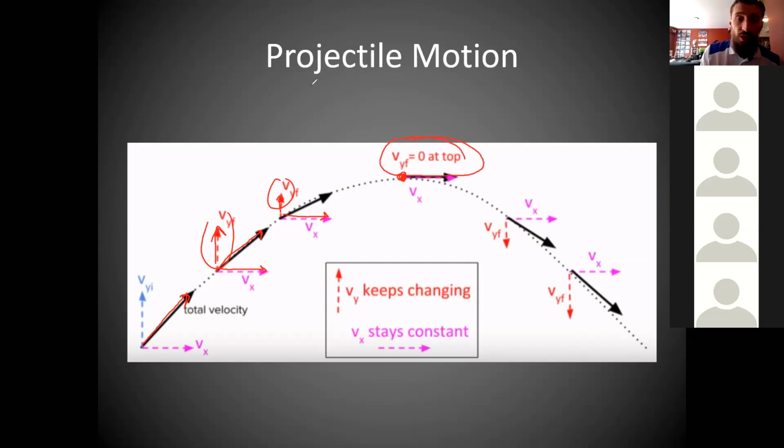Is the overall velocity at this point zero? Yes or no? Is the overall velocity at the highest point in projectile motion zero? No. Why? Because x is still going. It's still moving in the x direction. Very good. It's always moving in the x direction. Okay? Then, if you notice this, what happens? It increases in the y direction, but x still stays the same because gravity is the only thing affecting it.